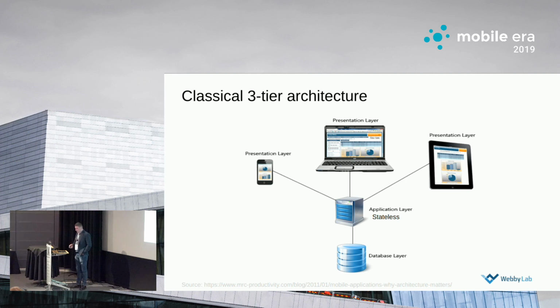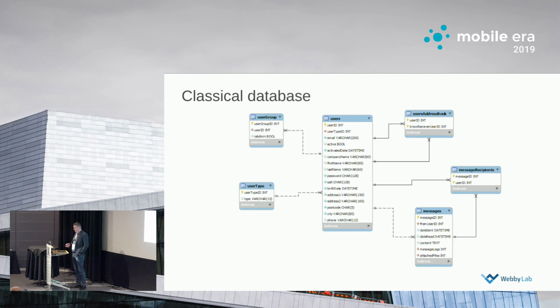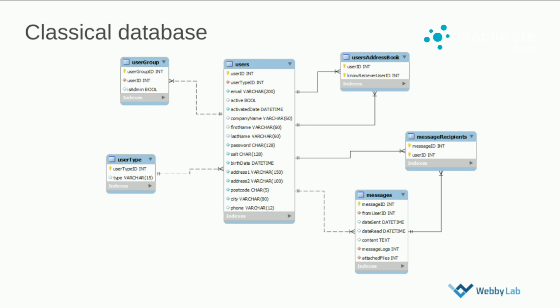If we look inside the database, we will see something like this. We have entities with relations. For example, here we see users with messages, but we can have products, orders, transactions, anything. So it's a classical relational database. And the question is whether we can do it in a different way.